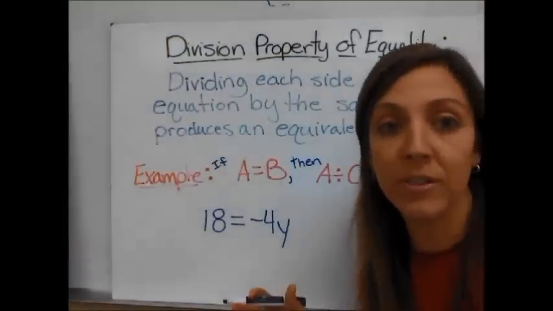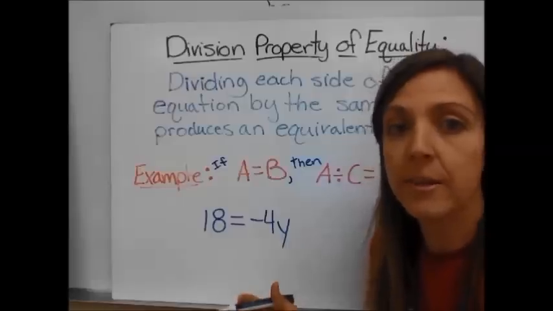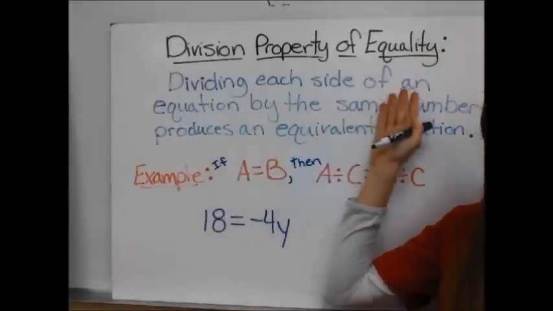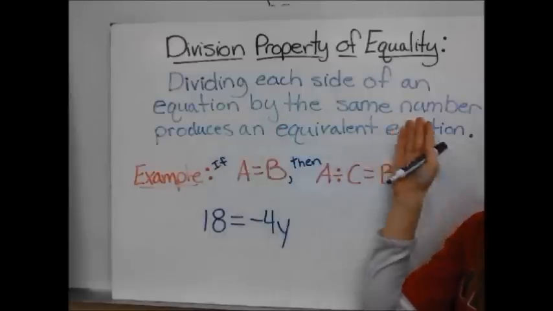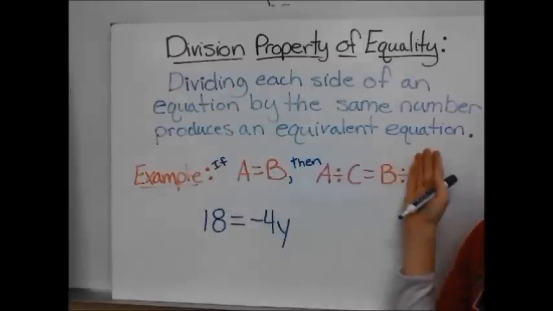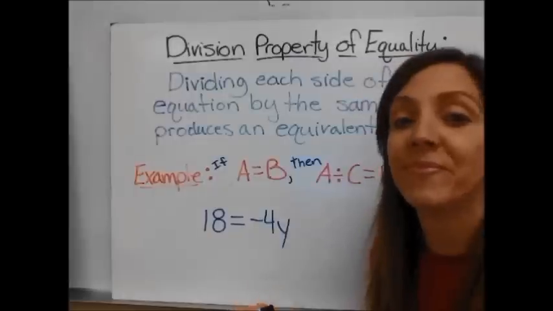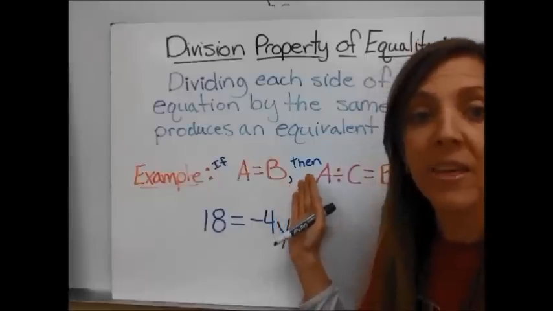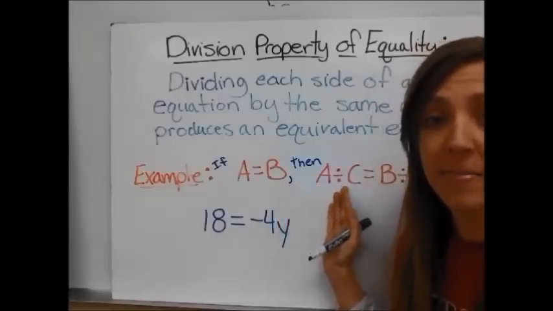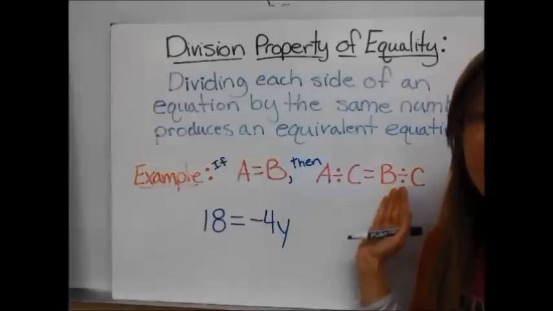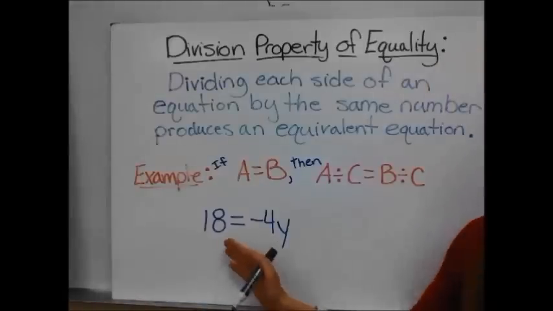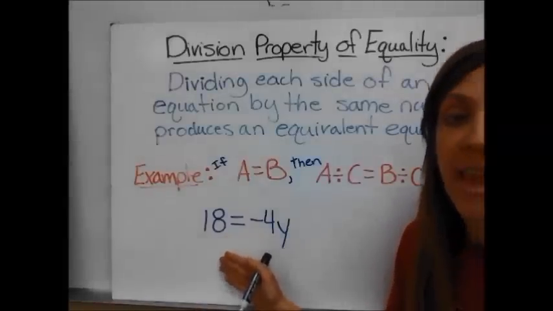We also will use the division property of equality. The division property of equality says that dividing each side of an equation by the same number produces an equivalent equation. So, for example, if A equals B, then dividing A by C and dividing B by C will keep my equation equivalent. Let's take a look at this example.